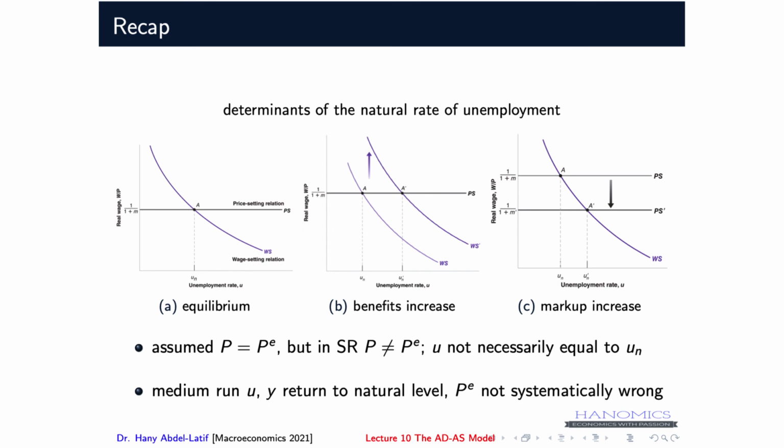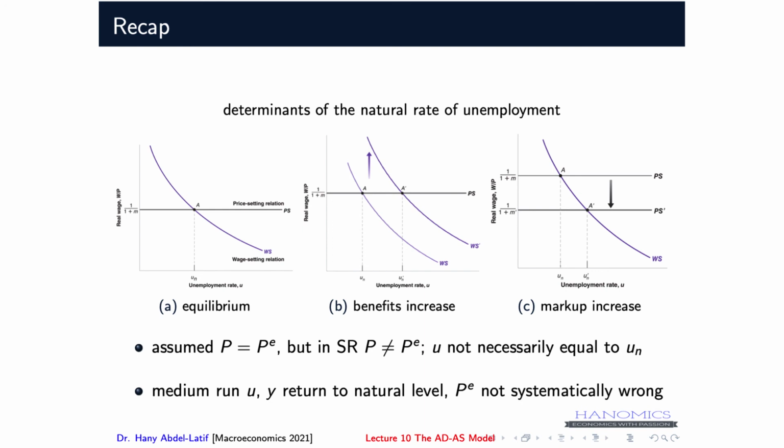The other determinant is the markup, M. If there's an increase in M, that will bring this horizontal line, which represents the price setting relation, down again as a response to the increased markup. That means we move from point A to point A prime, which means a higher level of the natural unemployment rate.